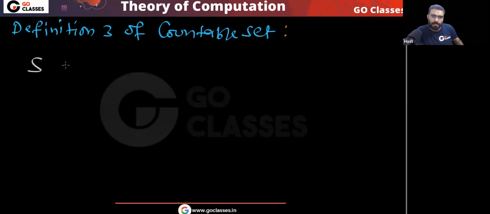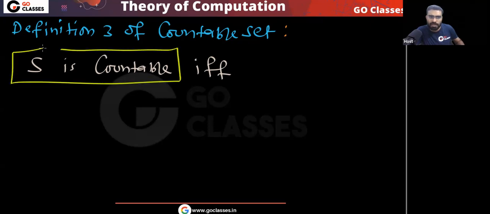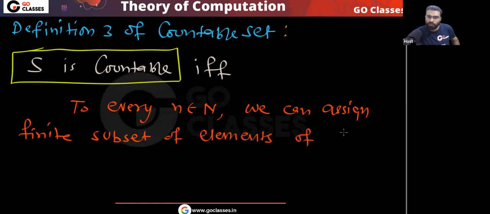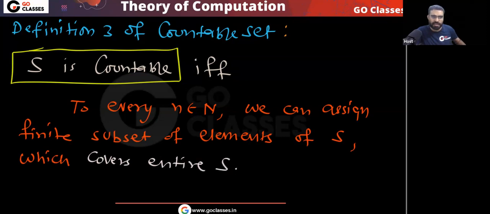When can I say S is countable? Set S is countable if and only if, to every natural number, we can assign a finite subset of elements of S, which covers entire S. Yes or no?